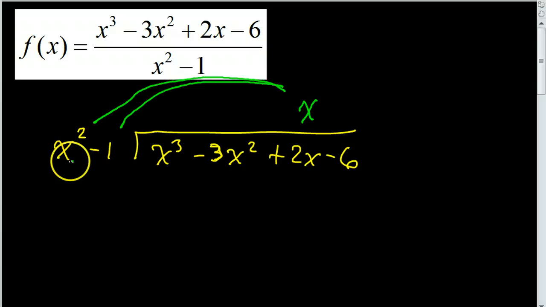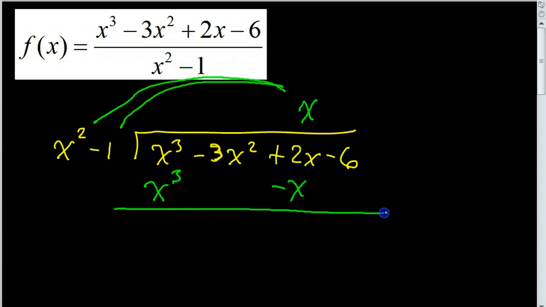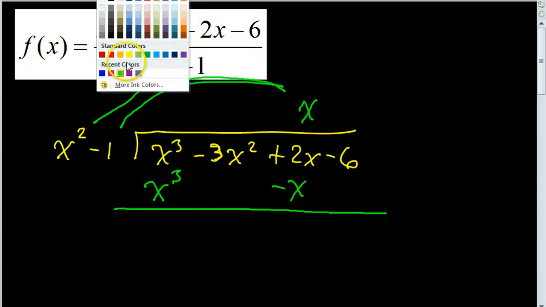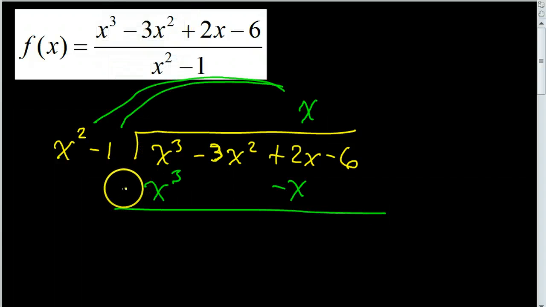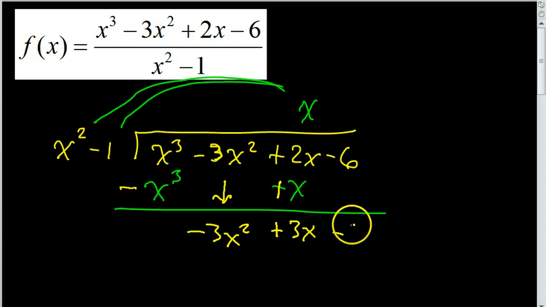X times x squared is, of course, x to the third power like we want it. X times -1 is -x. That lines up with the 2x. What do I do now? You got to change the signs to make it subtract. So that'll be minus x to the third power and plus x. So that's going to give me, bring this down, so I have -3x squared, and this makes plus 3x, and then minus 6. And then you start over.